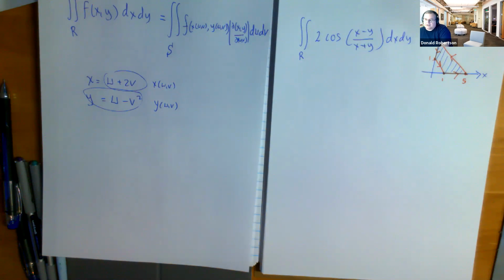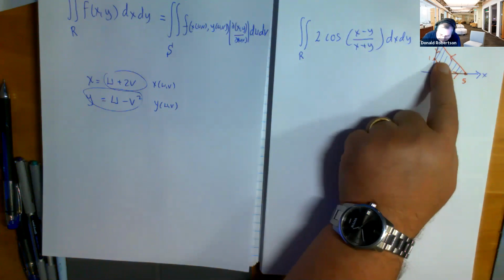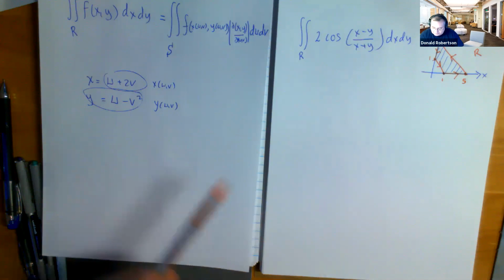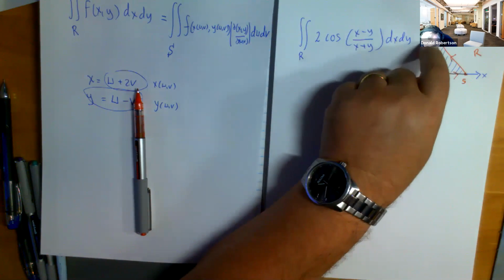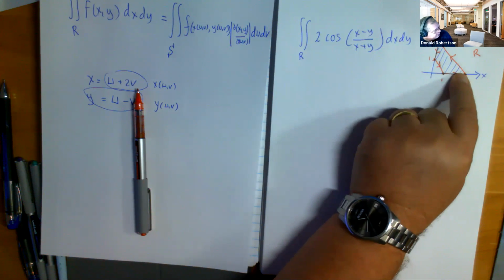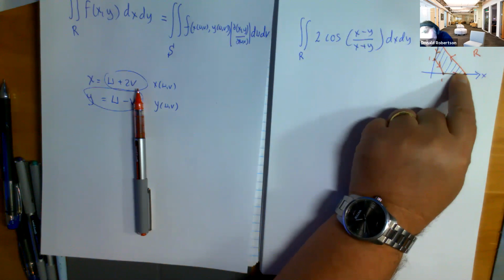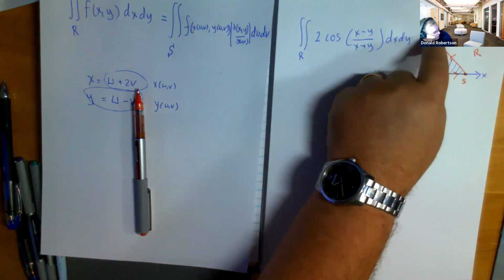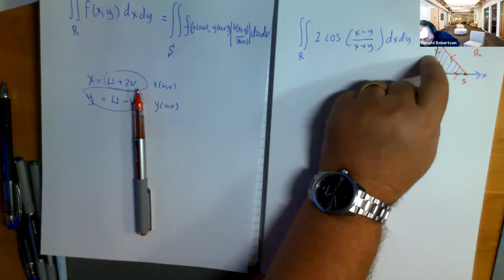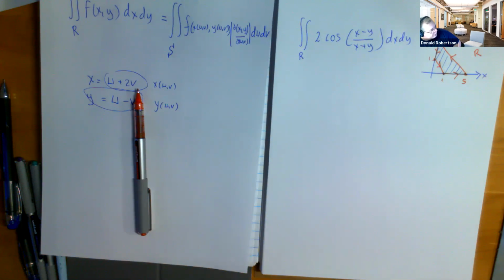That's our world, right? This is the region R that they're describing. If that's a parallelogram, I better check my points. 1, 0, check. 5, 0, check. 0, 5, check. 0, 1, check. Okay, it's not a parallelogram. I looked at the wrong place. It's a trapezoid, which is okay because it is.